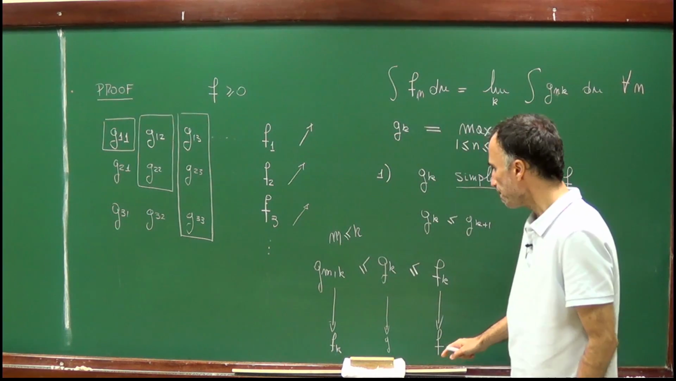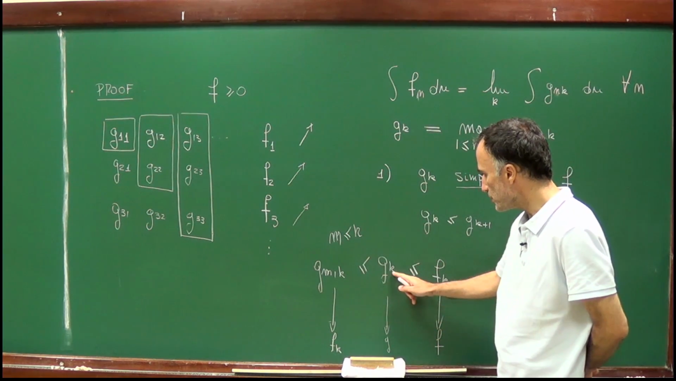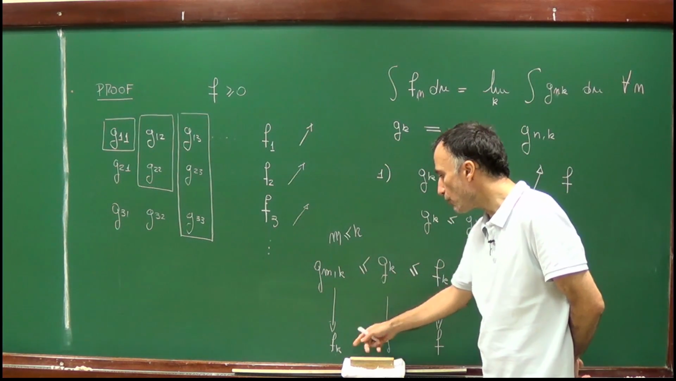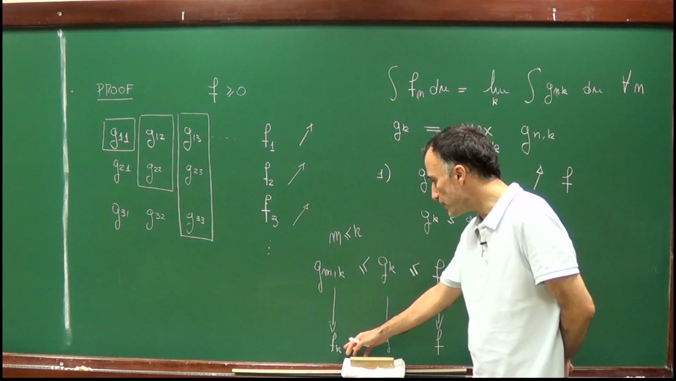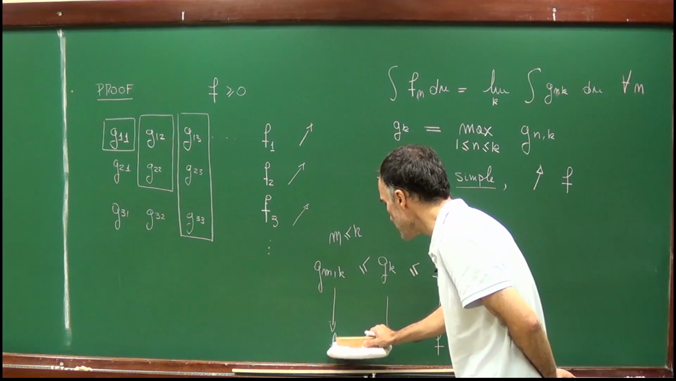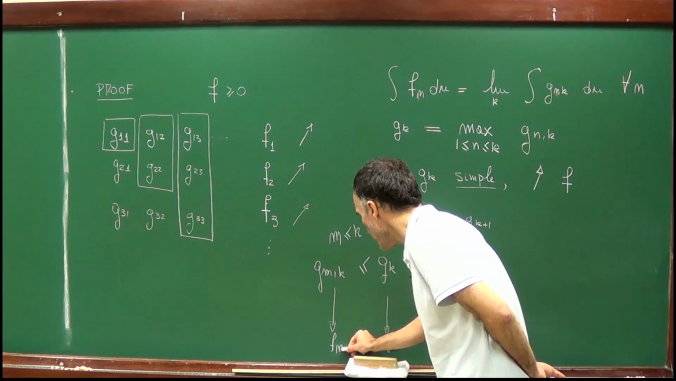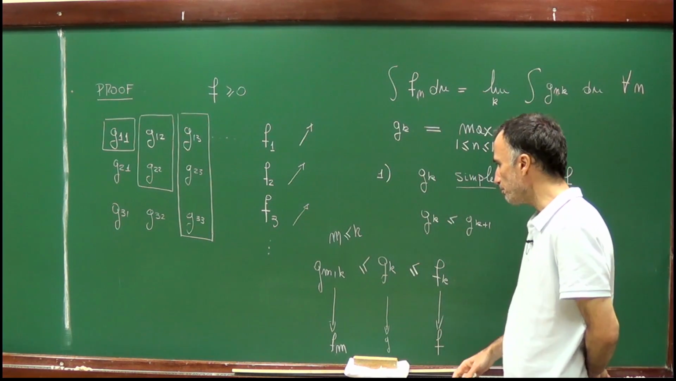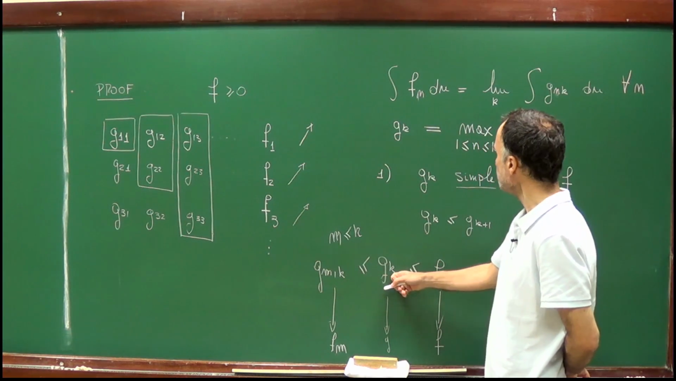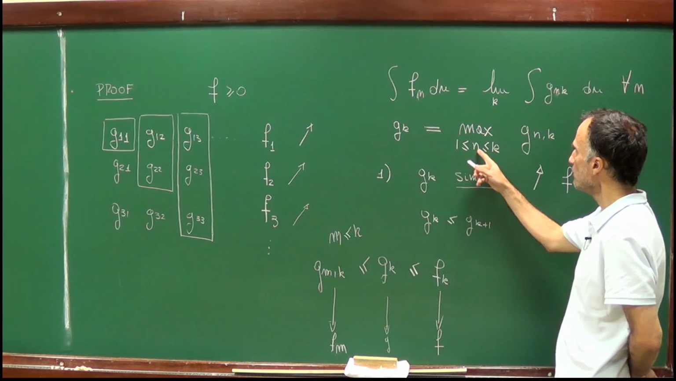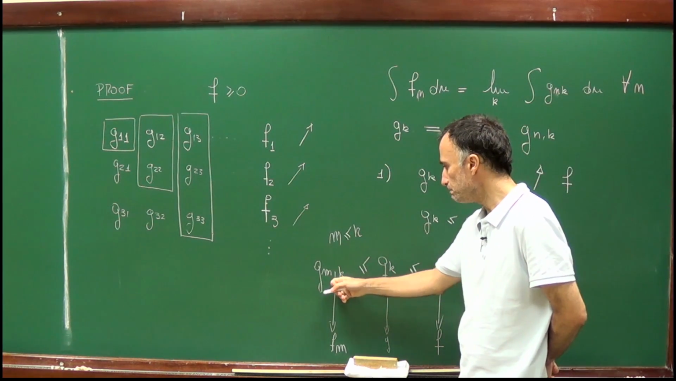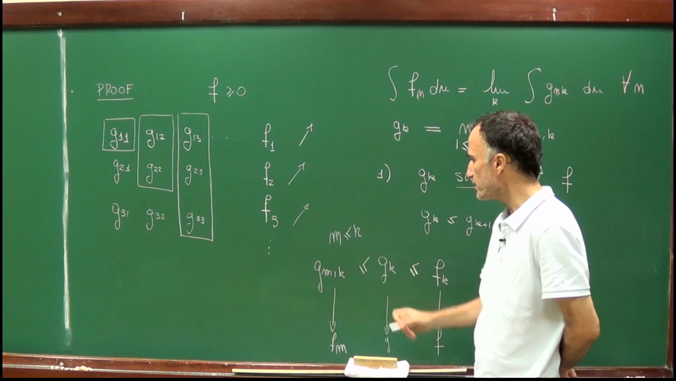So this shows that the limit of the sequence g_k should be larger or equal than f_k for any k. Now if I send k to infinity, what I get, I'm sorry, this is m, right? So let me come back. What we have is that g_k, which is a maximum from n from 1 to k, is larger than g_mk for any m less than or equal to k.